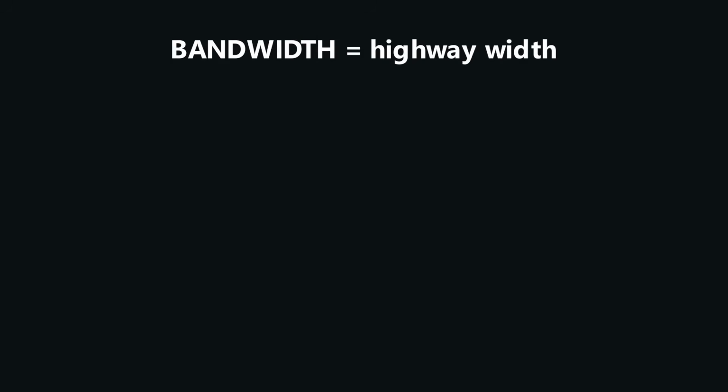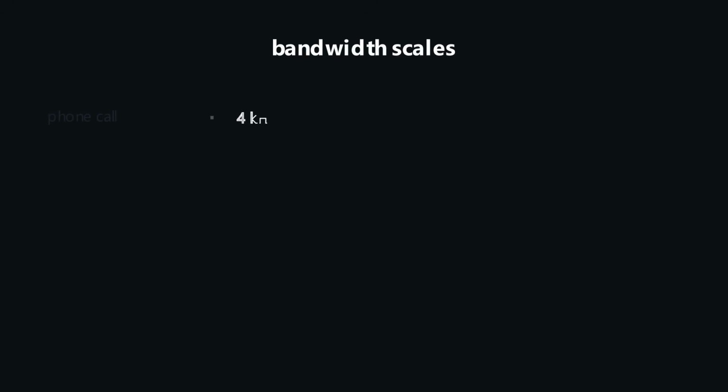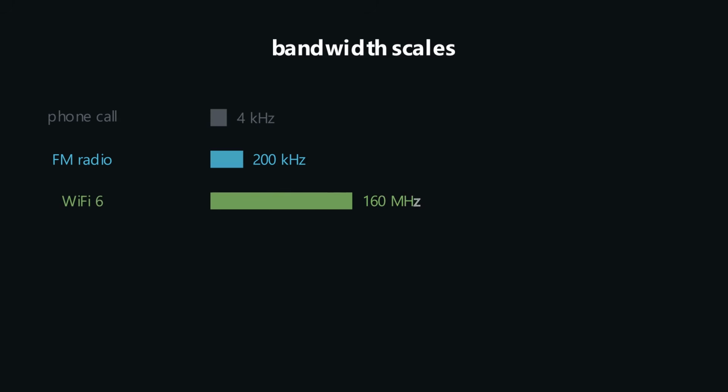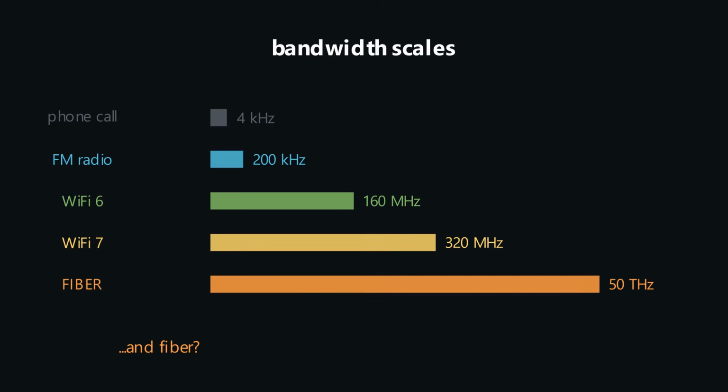Bandwidth is like the width of a highway. Wider lanes, more cars per second. More frequency range, more bits per second. A phone call uses about 4 kilohertz of bandwidth. FM radio uses 200. Wi-Fi 6 uses up to 160 megahertz. Wi-Fi 7 doubled that to 320 megahertz. And fiber optic cables? They use terahertz of bandwidth. About 300,000 times more than Wi-Fi. This is the first reason fiber crushes Wi-Fi.